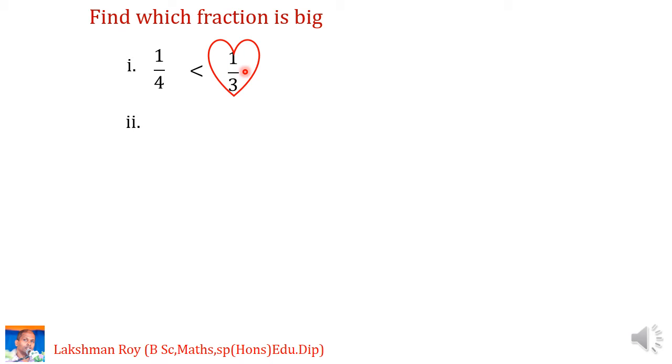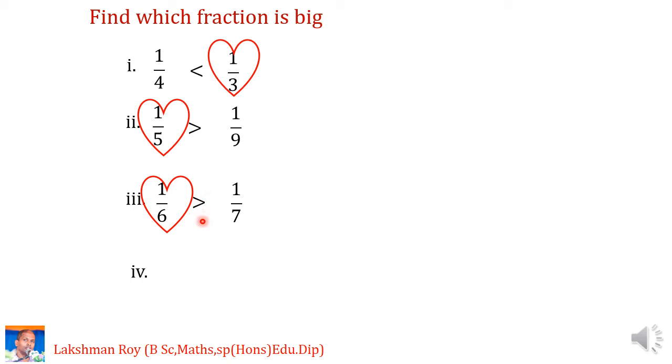See another one. 1/5 is divided into 5 parts, 1/9 is divided into 9 parts. What is the less number of parts? Here 5 parts. Only one part taken. When divided into a big number of parts, that one part is small. Here divided into 5 parts, so the 1/5 fraction is big. You can put the symbol. Another one: 1/6 is divided into 6 parts, 1/7 into 7 parts. Which part is big? The one divided into 6 parts, so put the symbol. Another example, 1/12 and 1/15. Divided into 12 parts and 15 parts. 12 parts is the less number of parts, so that fraction is big.